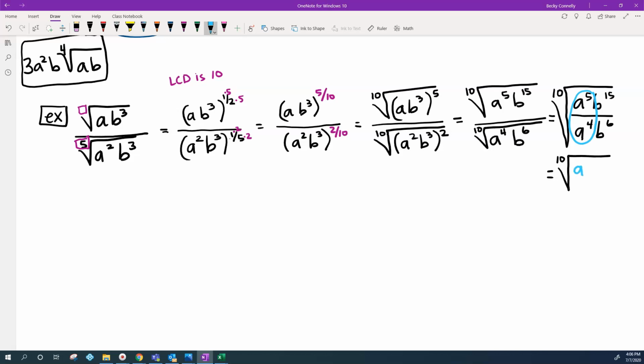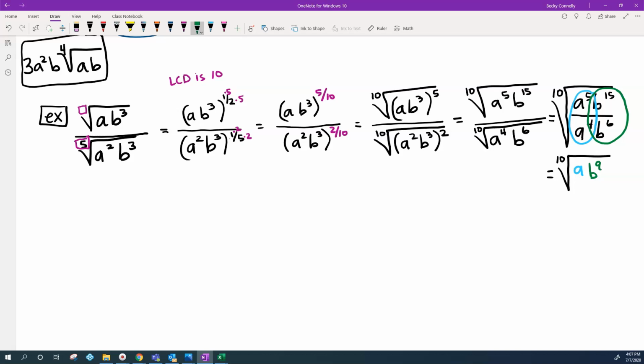And then my b to the 15th and b to the 6th, what is that going to give me? B to the what? Ninth. Yeah, you guys with me? All right, we subtracted the exponents there. 5 minus 4 gave us a power of 1, and then 15 minus 6 gives me that power of 9.